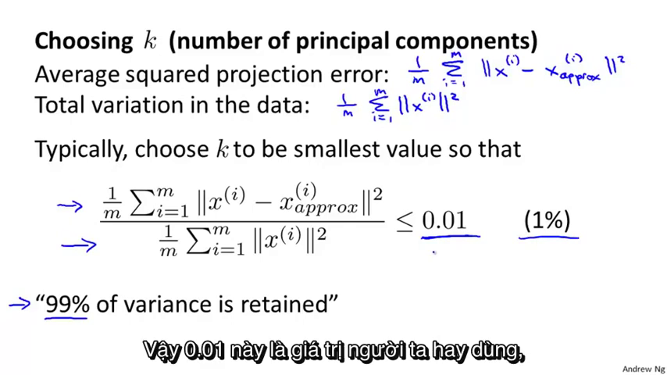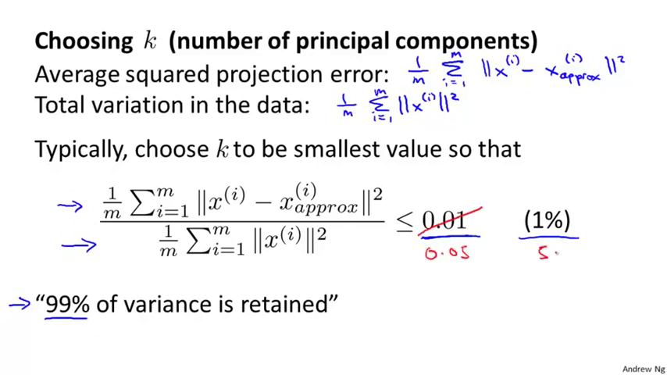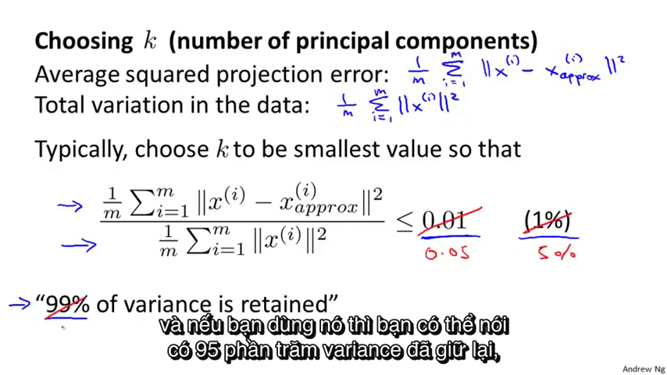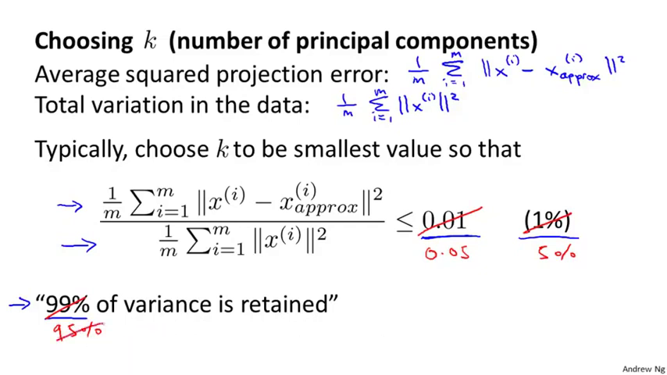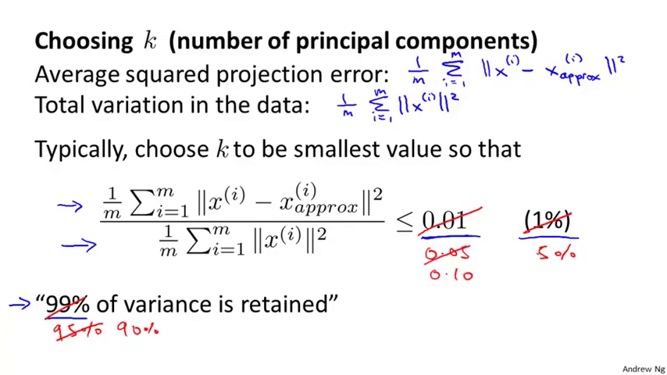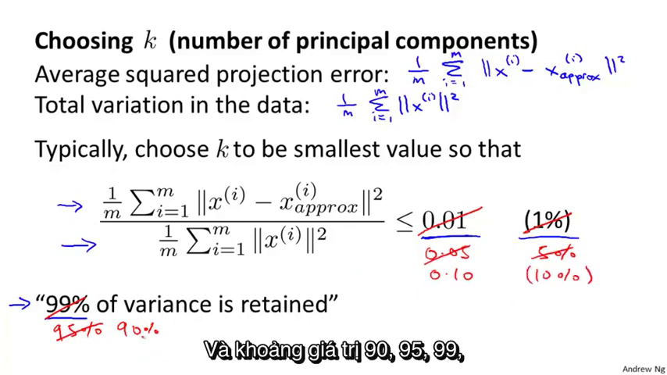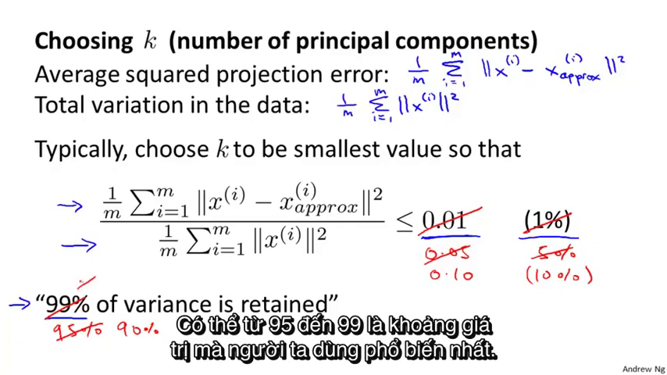So this number 0.01 is what people often use. Other common values will be 0.05, and so this will be 5%. And if you do that, then you say, well, 95% of the variance was retained, and other numbers, maybe around 90% of the variance was retained, maybe as low as 85%. So 90% would correspond to 0.10, and so 10%. So a range of values from 90, 95, 99, maybe as low as 85% of the variance retained would be a fairly typical range of values. And maybe 95 to 99 is really the most common range of values that people use.